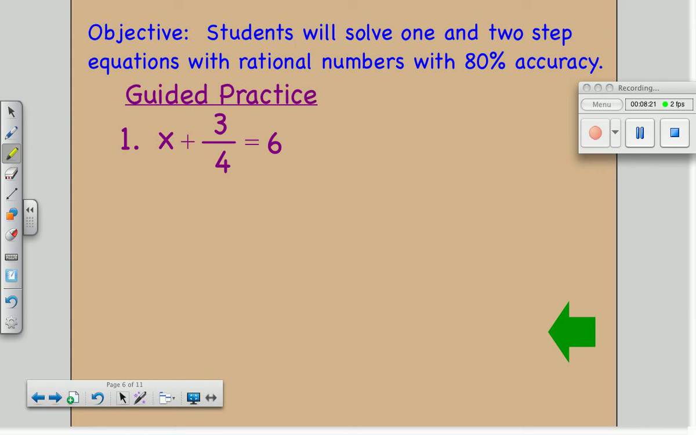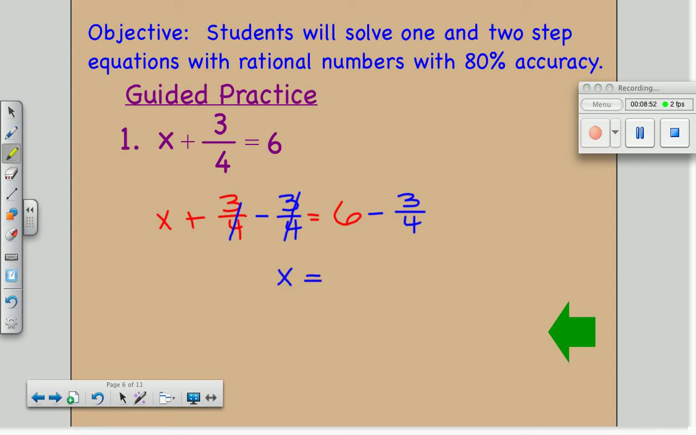So x plus 3/4 equals 6. What's the opposite of addition? Subtraction. So if I subtract 3/4, I'm doing it in a different color just so that you can see it. If I subtract 3/4 from here, then I also have to subtract 3/4 from here. Okay? Subtracting 3/4 from here, 3/4 minus 3/4 is 0, so I get x by itself.